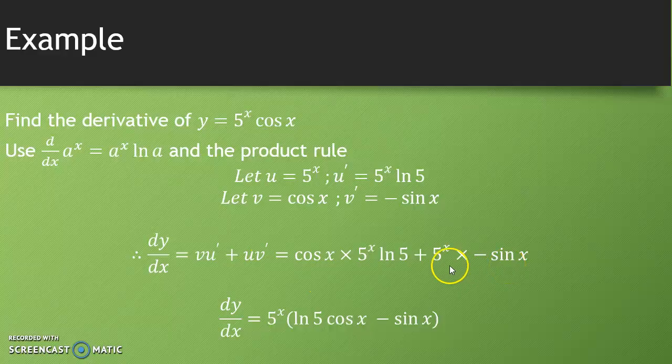Again, we've got a common factor, 5 to the power of x, so we can take that out and factorize, and we're left with 5 to the power of x, bracket, log 5 cos x minus sine x. Now remember, log 5 is just a number, but it's just a bit neater to write that rather than the decimal. So again, this one here, we've had the product rule plus our definition. In the previous example, we used the chain rule as well. So just using those rules in our derivatives just as we have before.